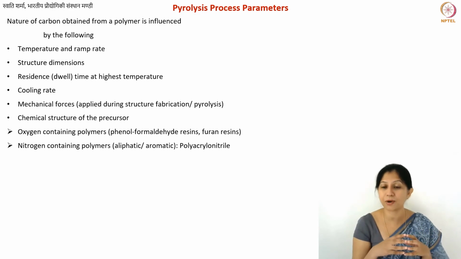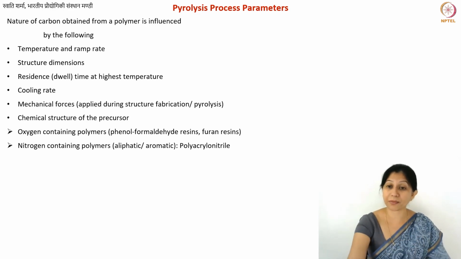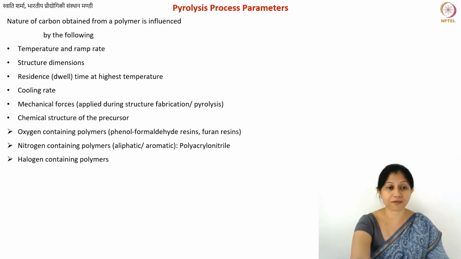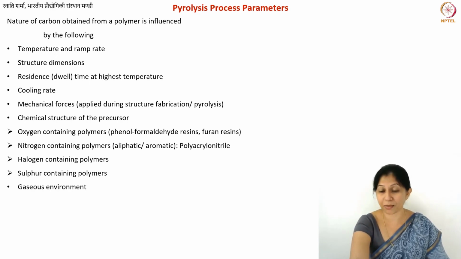One good example of aliphatic nitrogen containing polymers is polyacrylonitrile, which is used for making carbon fibers, and we will separately discuss it during our fiber classes. Then there are halogen containing polymers and also sulfur containing ones. All of them can have slightly different pyrolysis mechanisms, and accordingly you will get slightly different microstructure in your carbon.